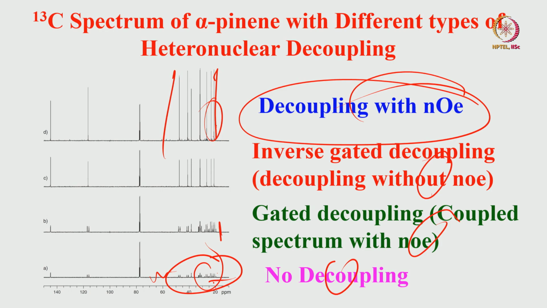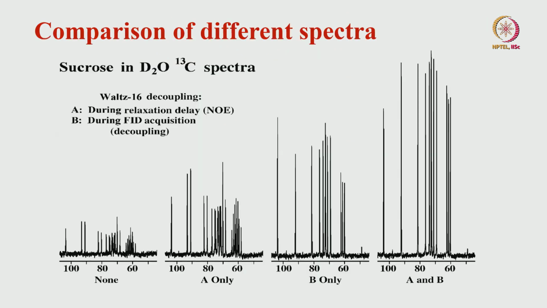So this is what is important. Signal intensity goes up because of NOE in a recorded carbon spectrum with decoupling with NOE. What you have to do for that? You have to put the decoupler power on throughout: before you apply the pulse, after applying the pulse, even while acquiring the signal, the decoupler power is continuously on, in which case you are going to get this one. And this is a simple comparison for a sucrose molecule. 4 beautiful spectra here.